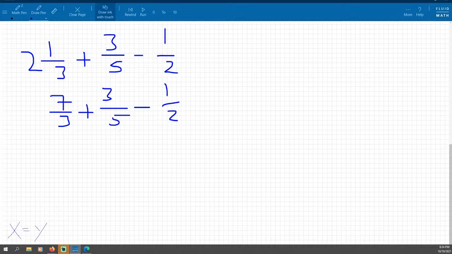So let's see what number we have here. 10 won't go into 3. 20 won't go into 3. 30 will go into 3. So 30 is the number we're looking for. That's the least common denominator. So to get the 30, we need to multiply 3 by 10. That means we need to multiply 7 by 10. So we're going to have 70 over 30.